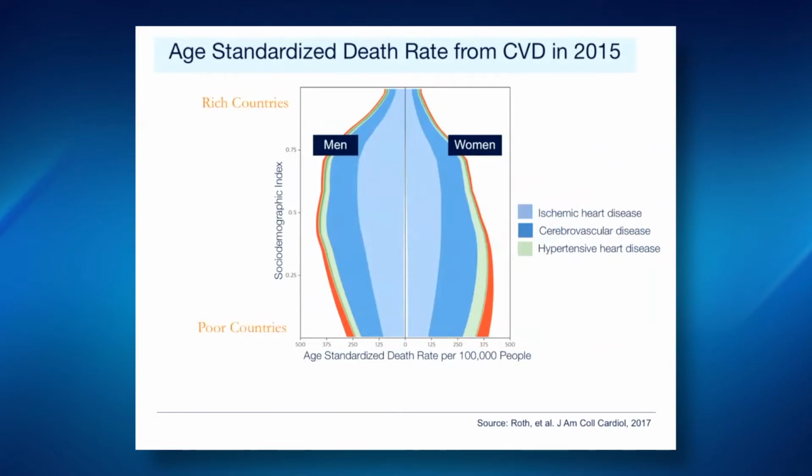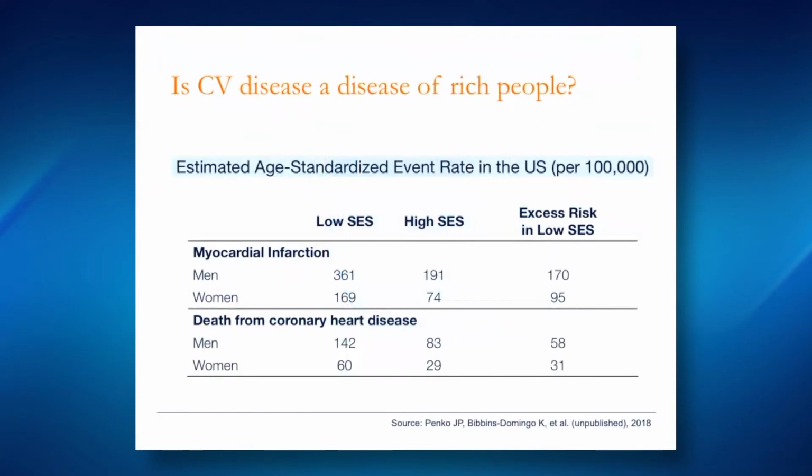All right, so I get that, but is cardiovascular disease a disease of rich people? That was among countries, but what about within countries? Does it affect rich people? And so here's data from Dr. Bipin Semengo and Joanne Penko showing that when you look at age standardized event rates for cardiovascular events in the US, high SES compared with low SES, defined by income and education, there's a clear excess mortality in low SES.